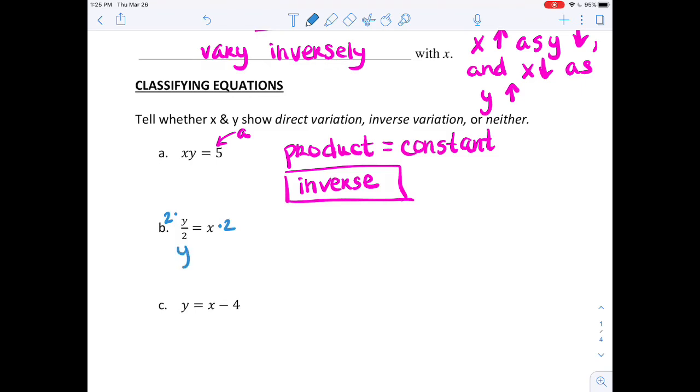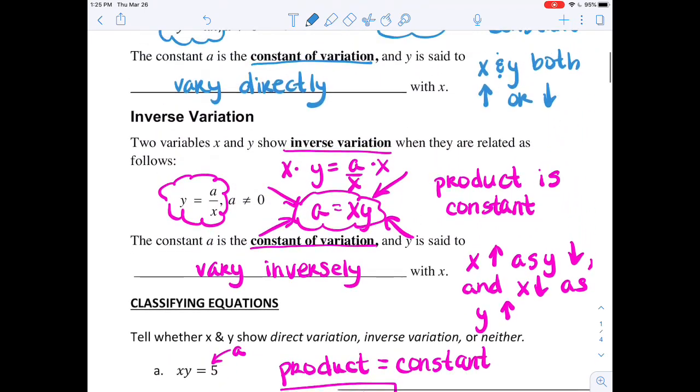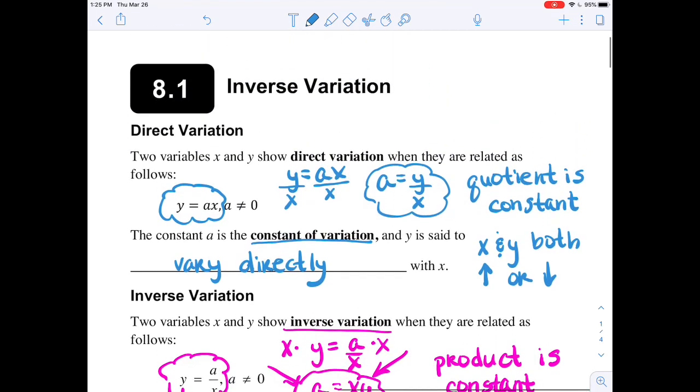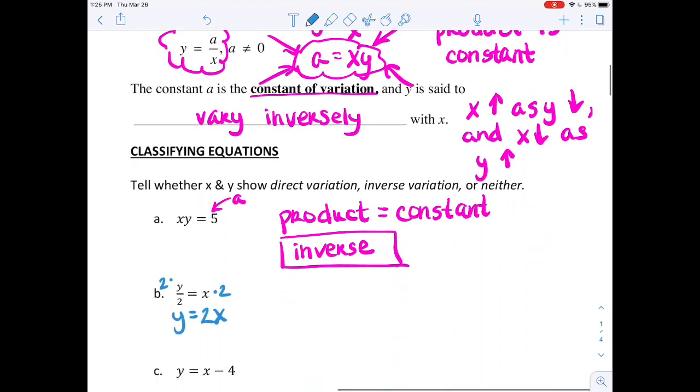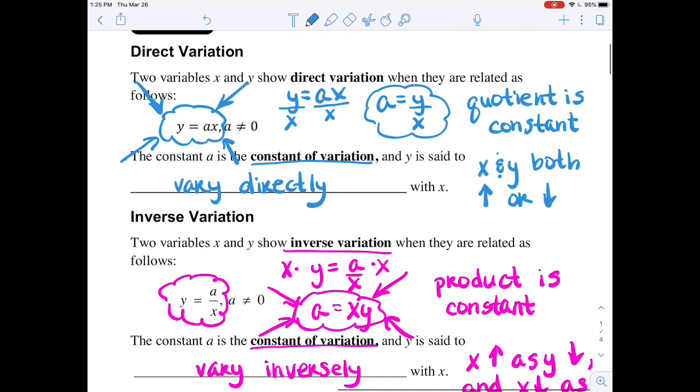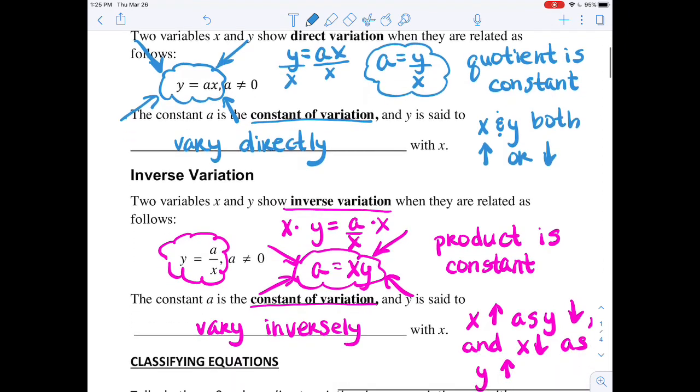So I will end up with y is equal to 2x. From this version of the equation, we can actually look up here and see that that is this equation right here with a value of 2 for a. So we can either stay with that version of the equation, or if you would prefer to rearrange it to have x and y on the other side, we can do that as well.